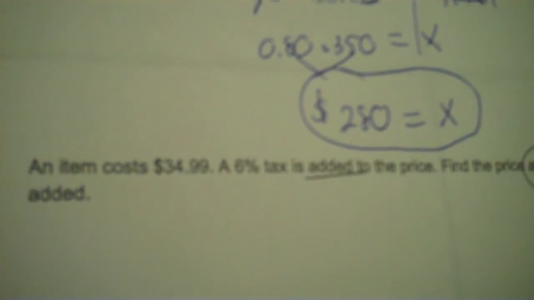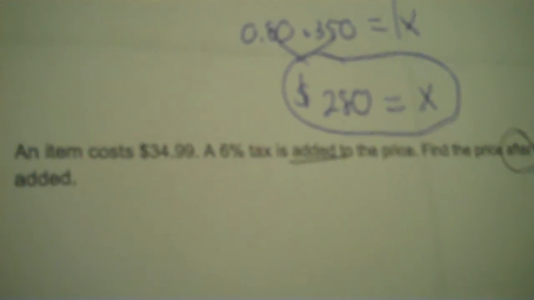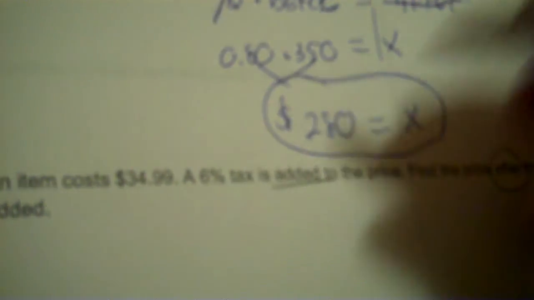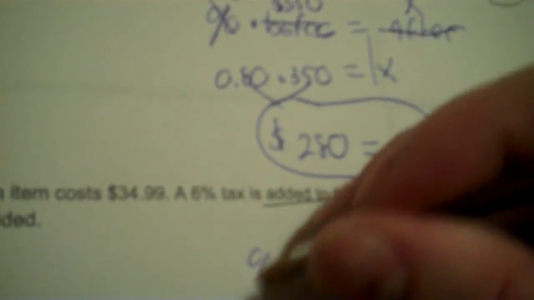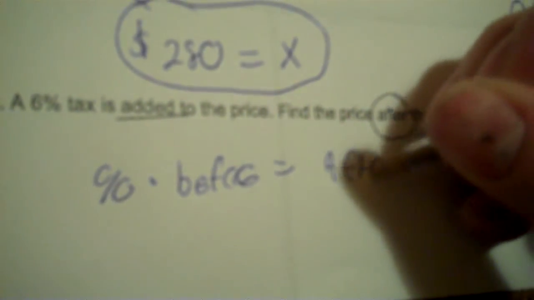Okay, next one. An item costs $34.99. A 6% tax is added to the price. Find the price after the tax has been added. Okay, so again, it's not percent of, it's added. So again, I use the same format. Percent times before equals after.